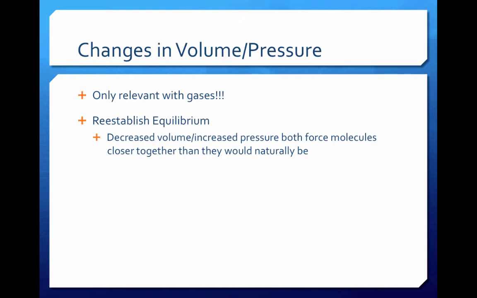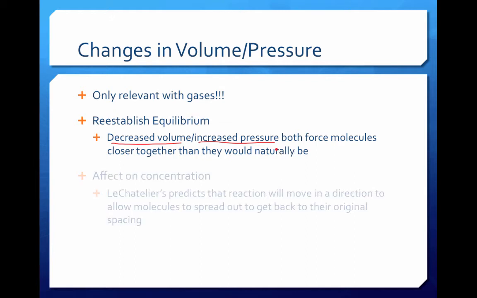our equilibrium. A decreased volume or an increased pressure, and if you remember your gas laws, this is pretty much the same thing. When volume goes down, pressure goes up. Both of these scenarios are going to force our molecules to be closer together than they would naturally be. So that's what's going to happen. To reestablish equilibrium then, we're going to want to undo this.